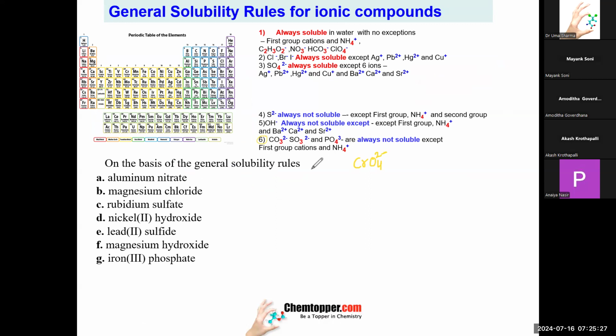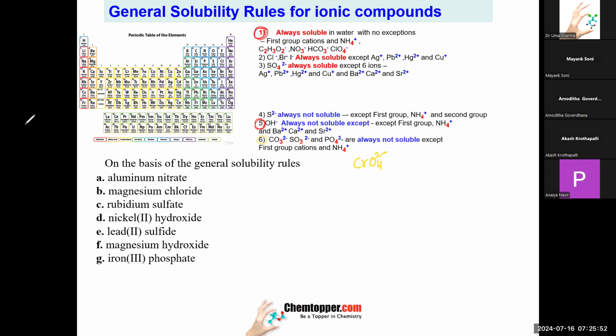So I'm giving you a brief idea about the solubility rules so that you can practice. There is no need of memorizing. You need to memorize for your AP chemistry. Rule number 1, rule number 5. But you will find that these rules are not difficult to memorize.